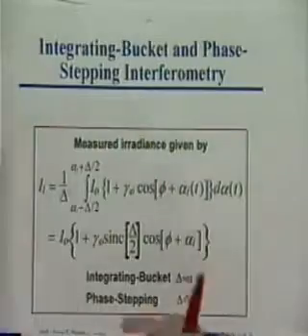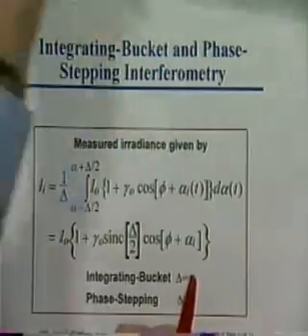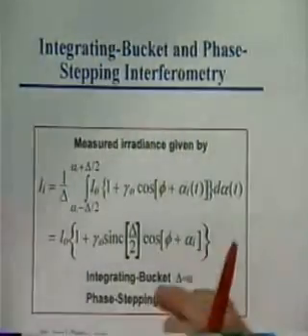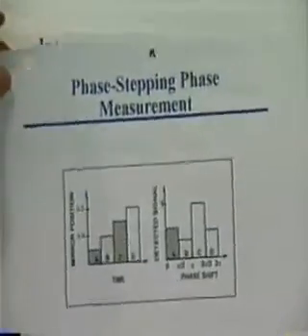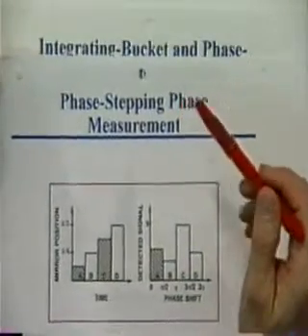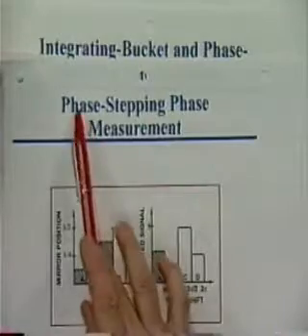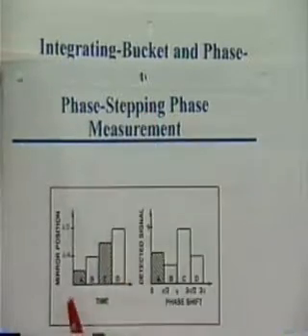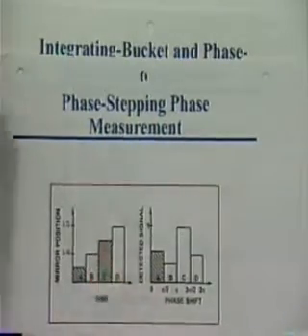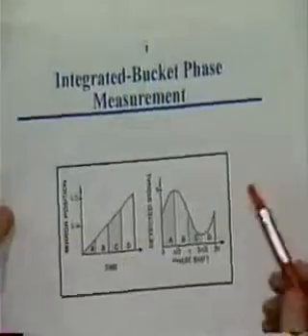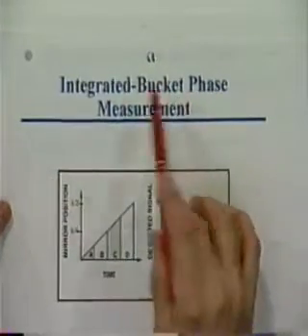And to be a little more correct in what I call these things, I called the chapter phase shifting, but this is generally what's called phase stepping. And this is called integrated bucket, or phase shifting.